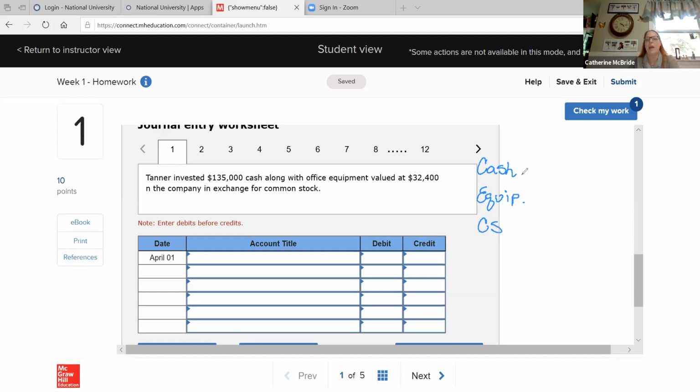All right, did cash increase or decrease? The company now has 135,000 more, so cash increased. Did equipment increase or decrease? It increased because he donated equipment to the company. What about common stock? It also increased because remember, when we sell common stock, we're increasing equity, so we've increased common stock.